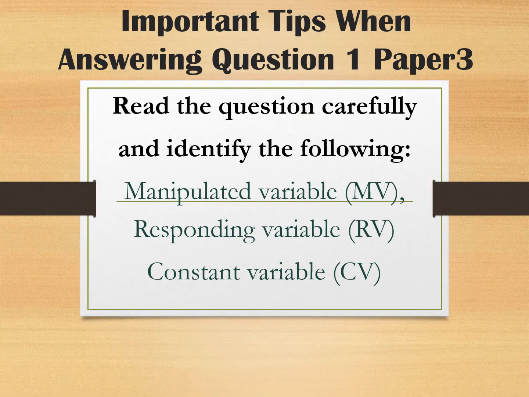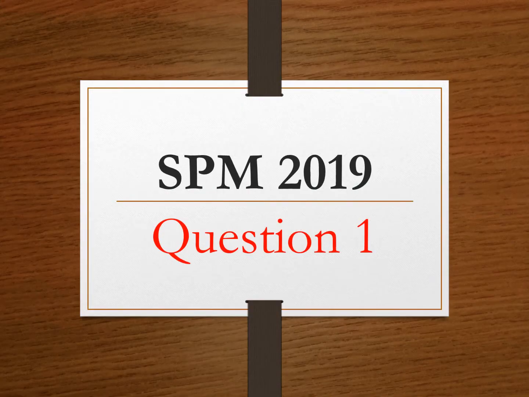Okay, important tip when answering question 1, paper 3. Read the question carefully and identify the followings: manipulated variables, responding variables, and constant variable. Underline it when you read the questions, when you already identify manipulated, responding, and constants. Okay, we focus on SPM question 2019, question number 1.